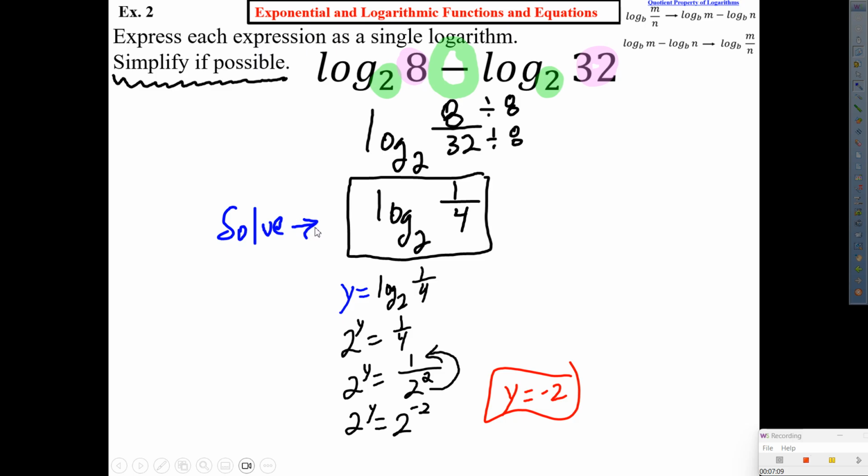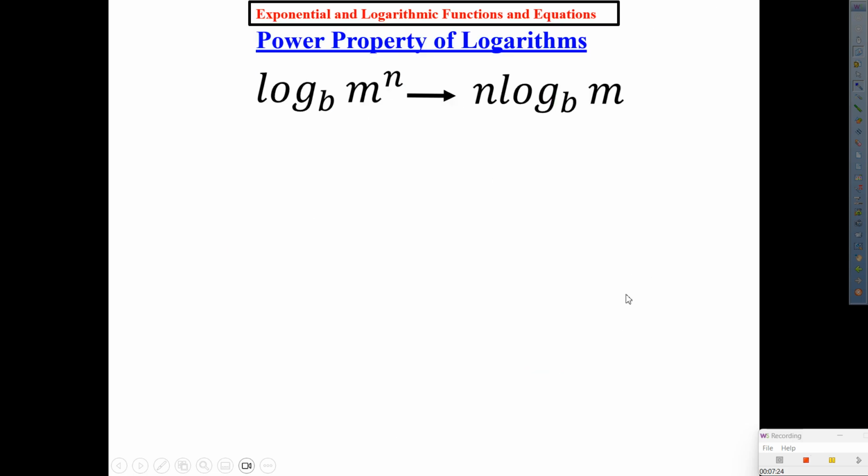From there we solve, setting it equal to y. Make sure they're the same base on both sides, and we solve for the exponent. From there, we're moving on to this one. Copy this one on your notes, please. Power property of logarithms.